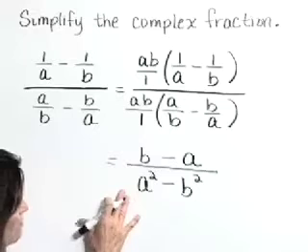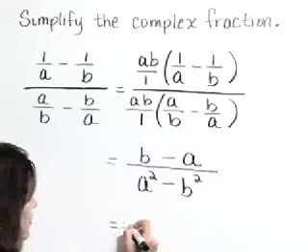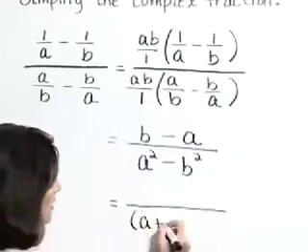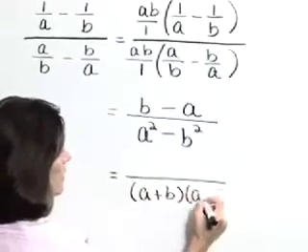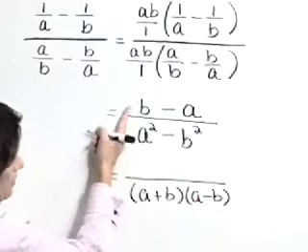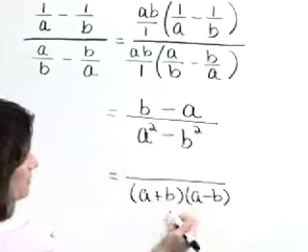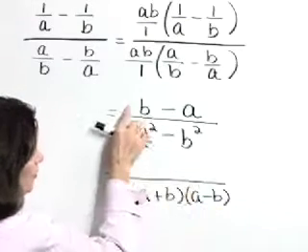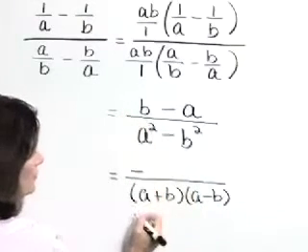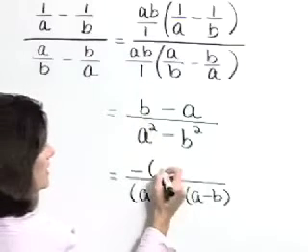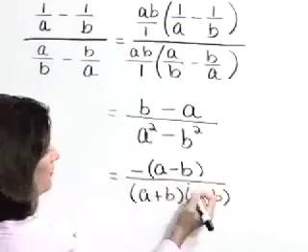Now let's simplify. This denominator is a difference of squares, and it's going to factor as a plus b times a minus b. Now focus in on the numerator, which is b minus a. That's the opposite of a minus b. So let's rewrite this numerator by factoring a negative sign out of it so that we can see it in an a minus b form.